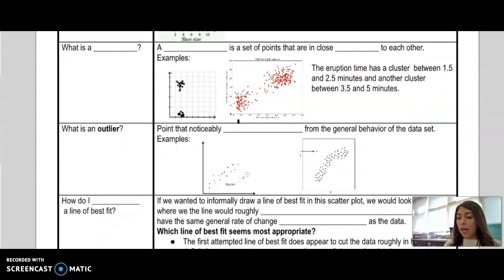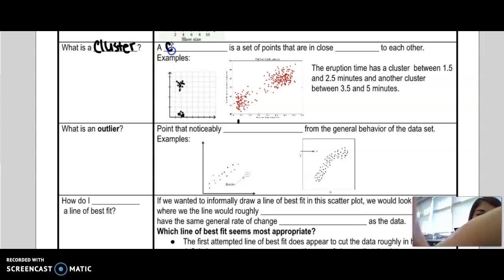Okay. Let's go on to the next vocab term. The next vocab term is going to be a cluster. What is a cluster? So a cluster is going to be a set of points that are in close proximity to each other. So here are two examples that I have.